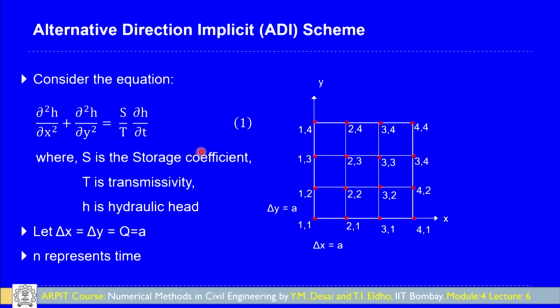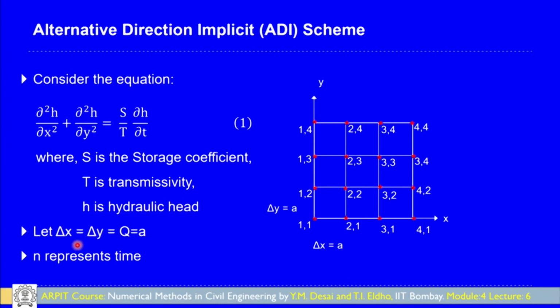Here we demonstrate this ADI scheme by taking a typical example like this. This is a Dirichlet boundary value problem. All these boundary values are known, and we would like to get the unknowns at these 4 locations. This is x, y, and then time is t. This is actually the groundwater flow equation, especially for confined aquifer problems. S is the storage coefficient, T is the transmissivity and H is the hydraulic head.